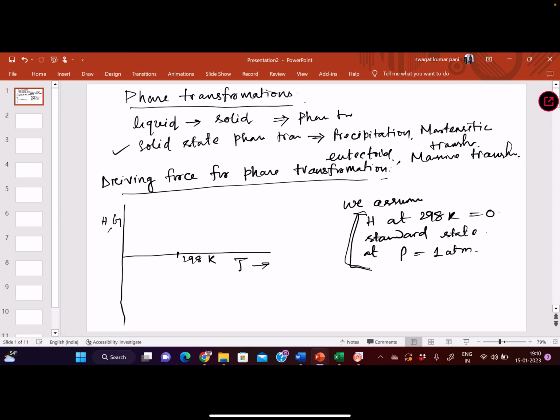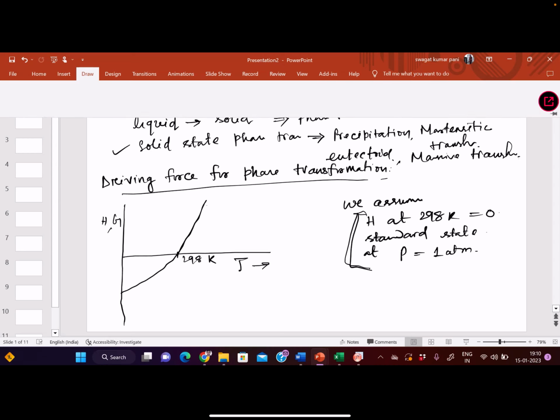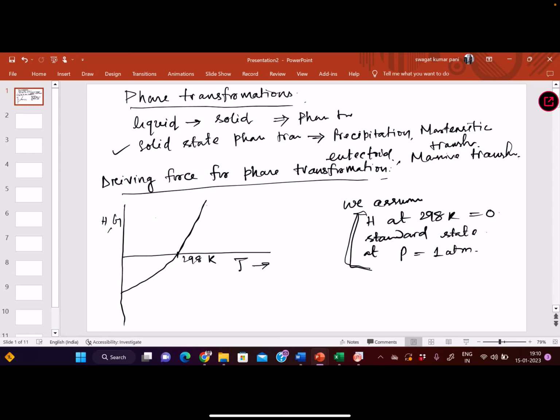So if we plot enthalpy of solid, the curve will go something like this. At 298 it will cut here and then it will come here. Similarly, what will be for liquid? We know the enthalpy of liquid is higher than enthalpy of solid. Why? Because enthalpy is nothing but the integral of Cp dT. We know Cp of liquid is higher than Cp of solid. Last class I also discussed this. Why? Because liquid has more random structure.